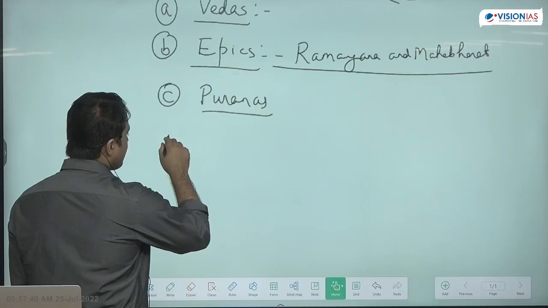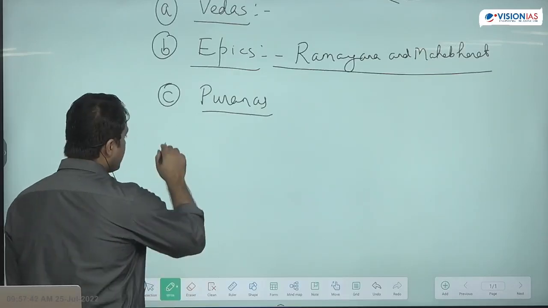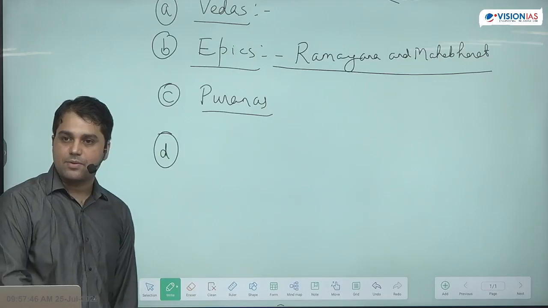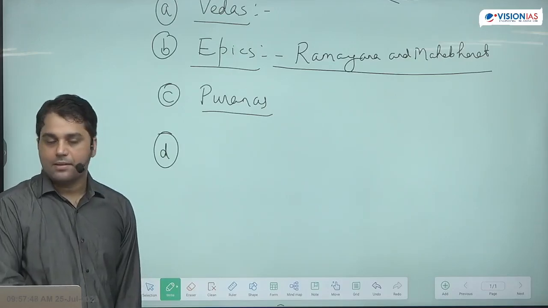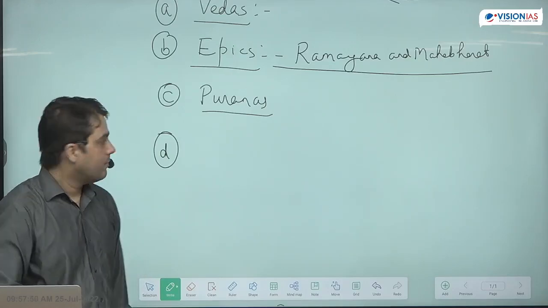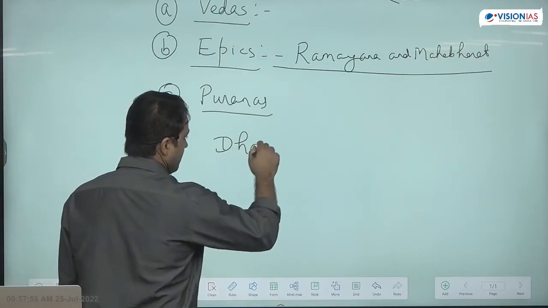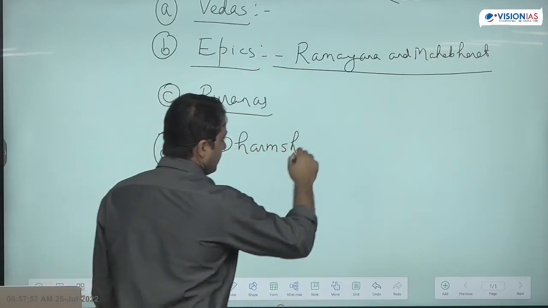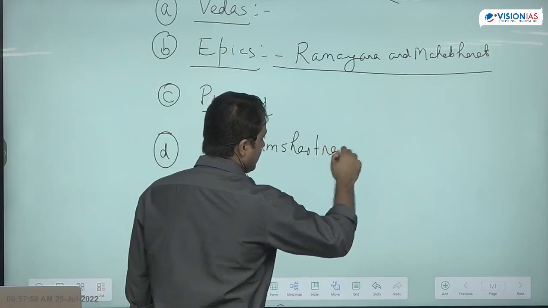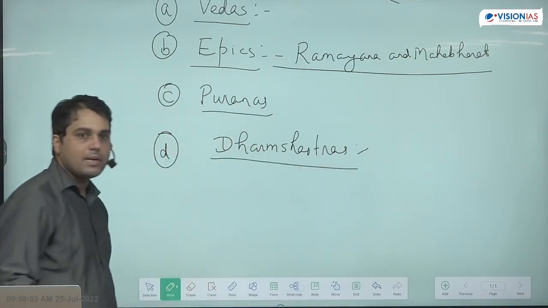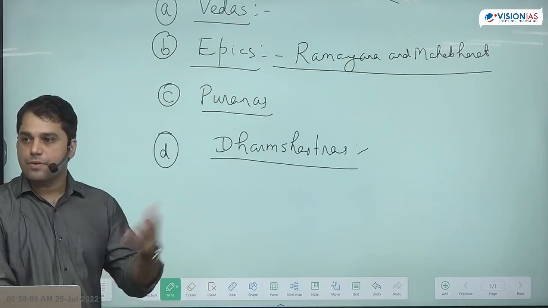These are religious works, but even within religion you have a lot of secular works. Secular works, for example, do not exactly talk about gods and rituals. A very famous secular work which can be used to understand ancient history is the Dharma Shastras. Now Dharma Shastras are books about, for example, the duties of different types of people.